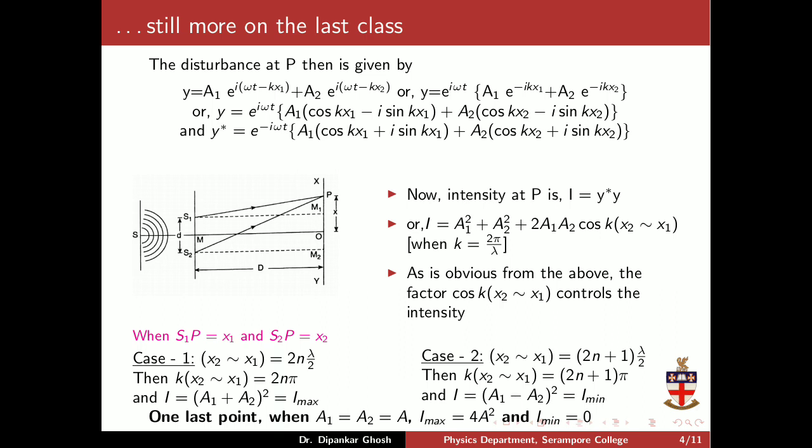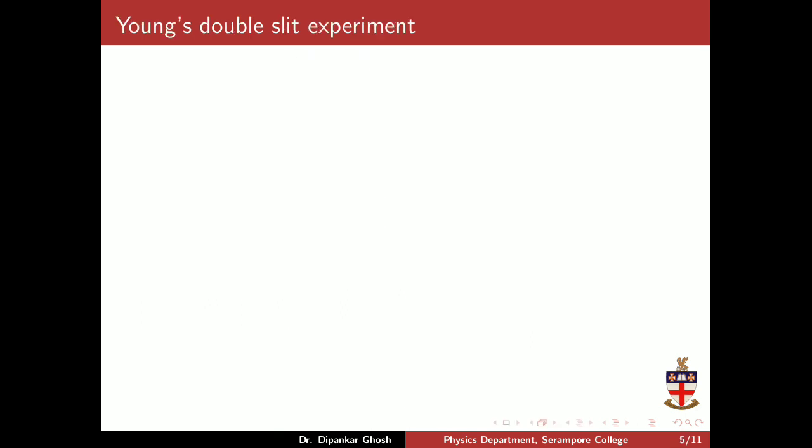In that case we get the minimum intensity, that is (a1 - a2) whole square. One last point, when the amplitude of both s1 and s2 are the same, let's say that the apertures are of the same width, and hence the light coming out from them is of the same intensity. In that case, the maximum intensity after interference will be 4a square and the minimum intensity will be 0.